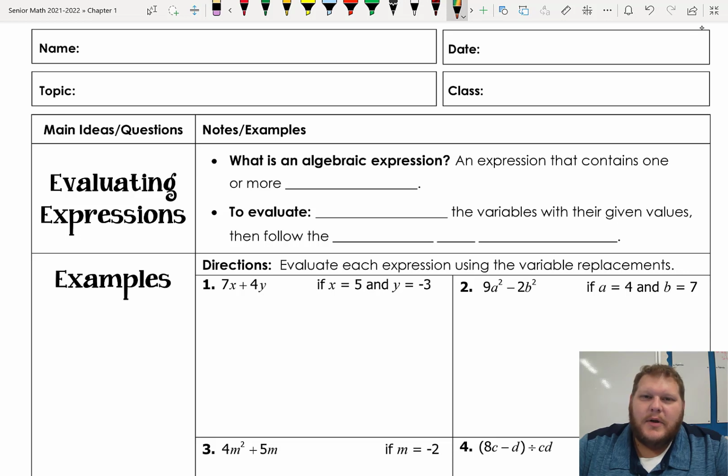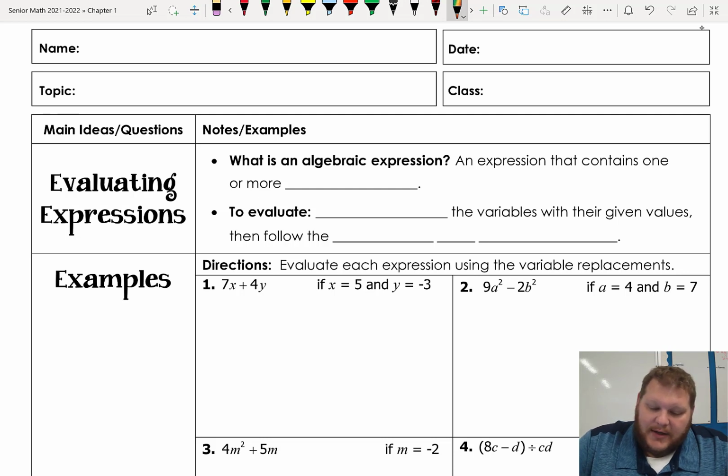Hey guys, today we are finishing up our last set of notes for Chapter 1. 1.7 is all about evaluating expressions. So this is kind of just an extension of what we were doing yesterday for our notes for 1.6 with order of operations. Because if we're trying to evaluate an algebraic expression, it's really just some substitution for our variables with particular values that we were given, and then we're just following those same order of operations.